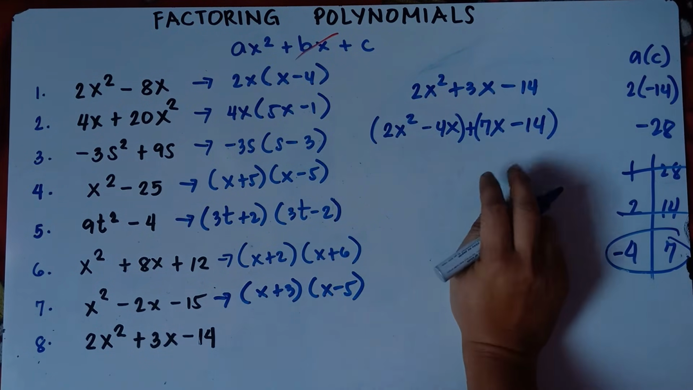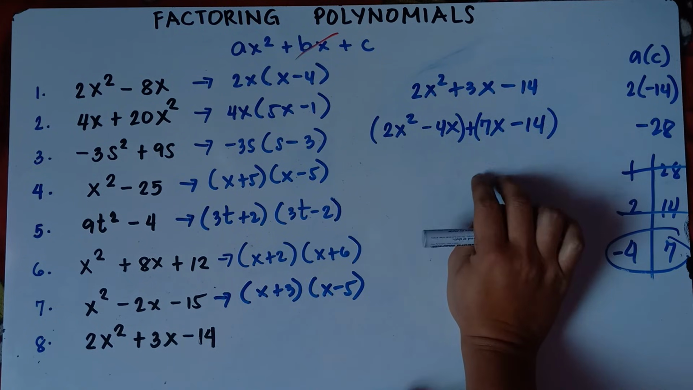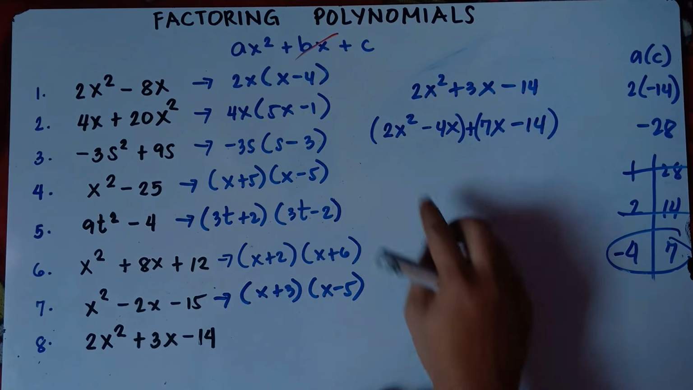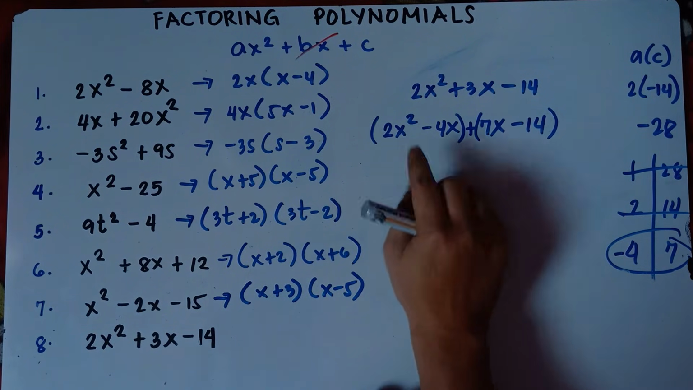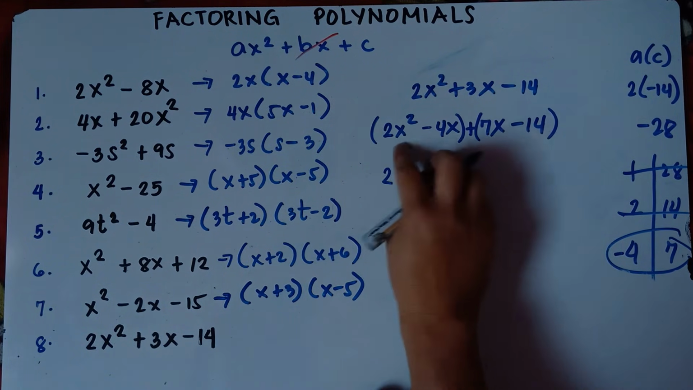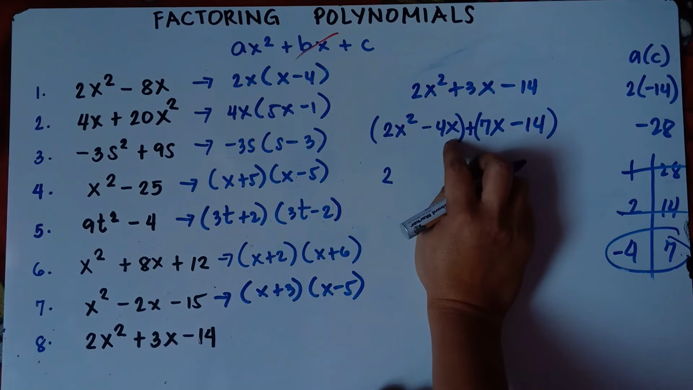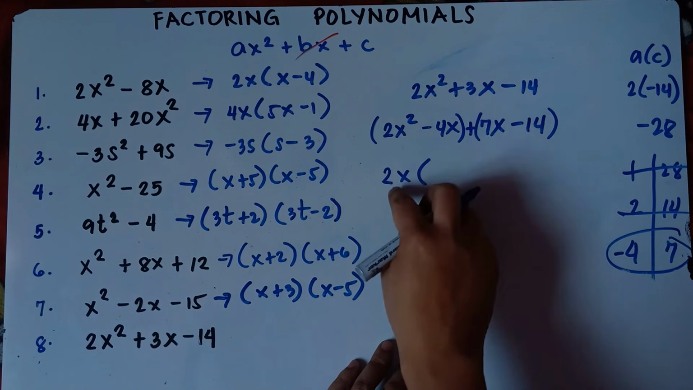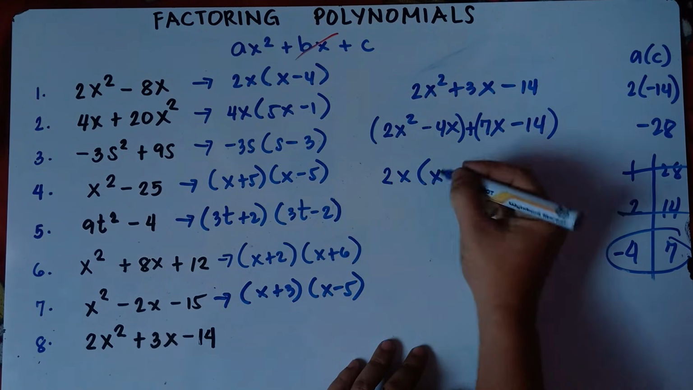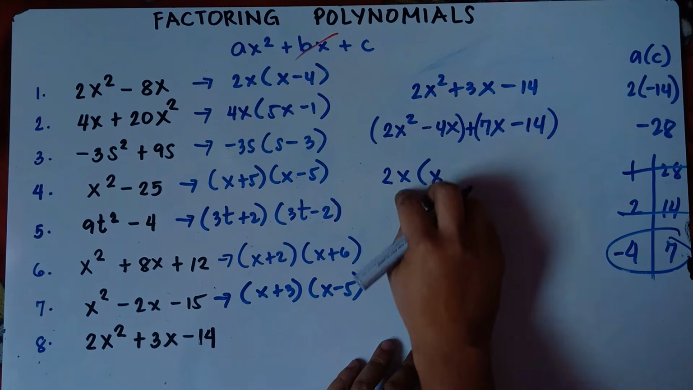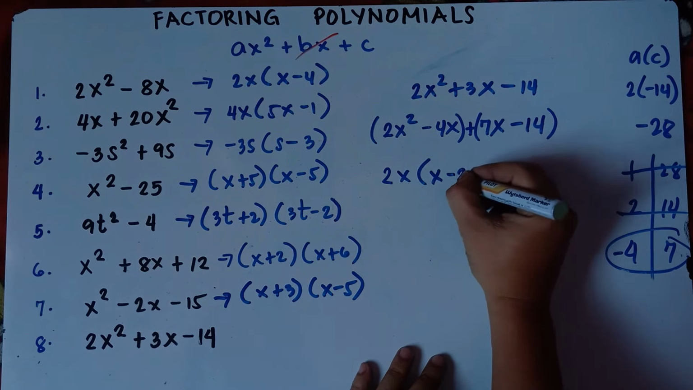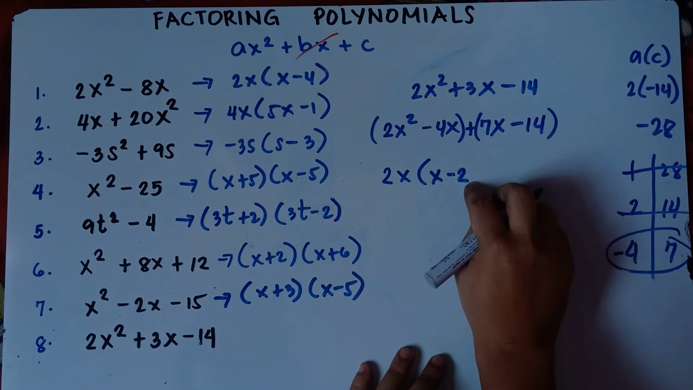I will put the link, class, in the description down below on how to factor polynomials by grouping. In this group, you can factor out 2x, since you select the lowest power of the variable, class. So 2x squared divided by 2x is x. Negative 4x divided by 2x is negative 2.